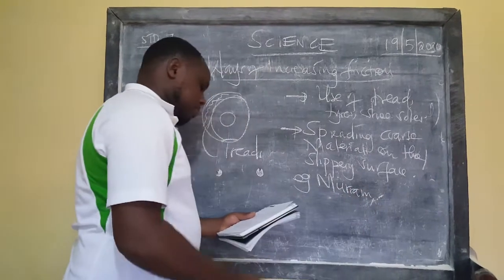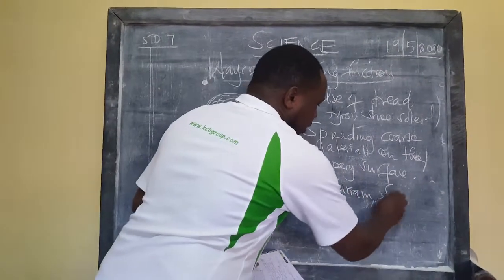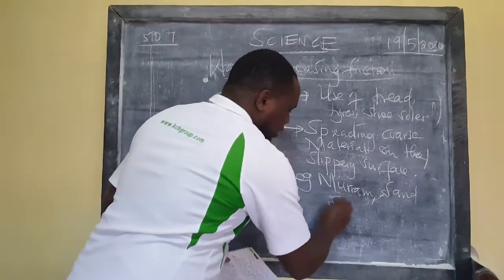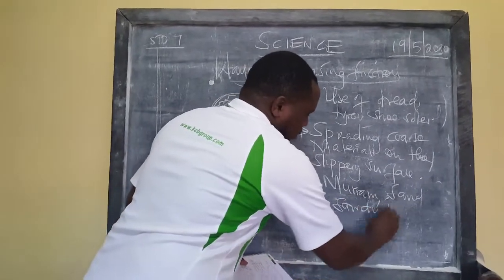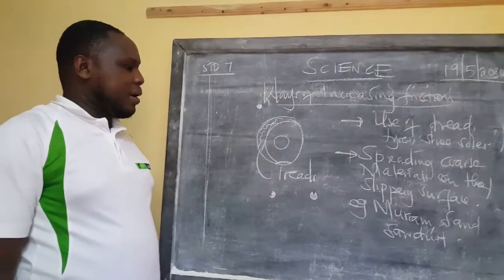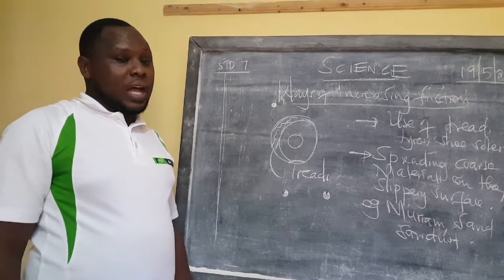Talk about sand. Sand is another one because sand is rough. Talk about sawdust. You smear it where the ground is slippery. And also sawdust is used in carpentry.